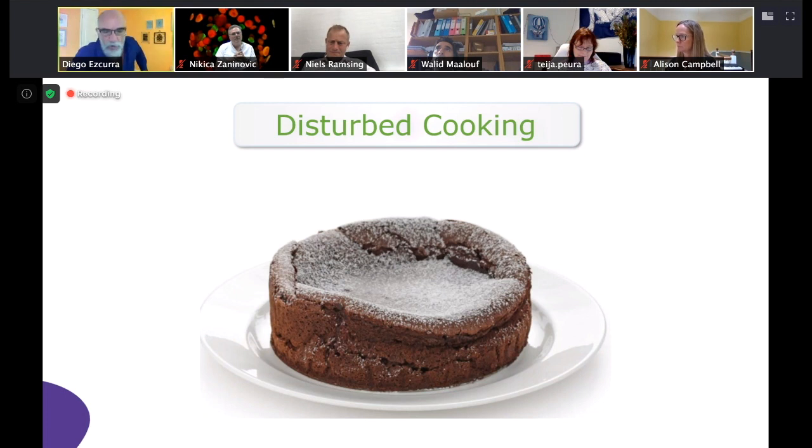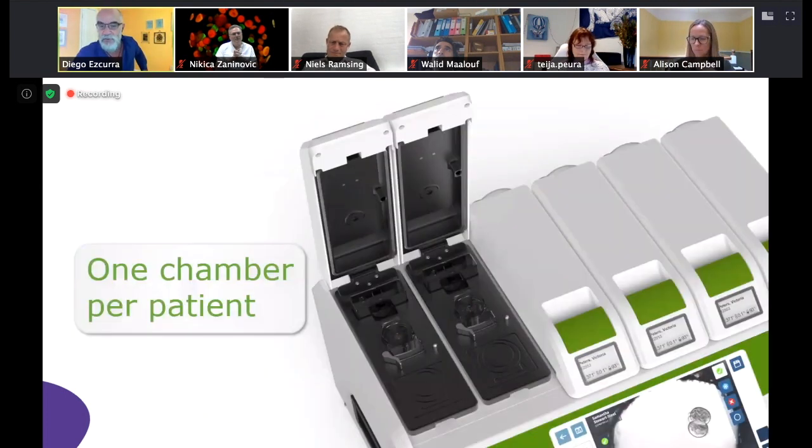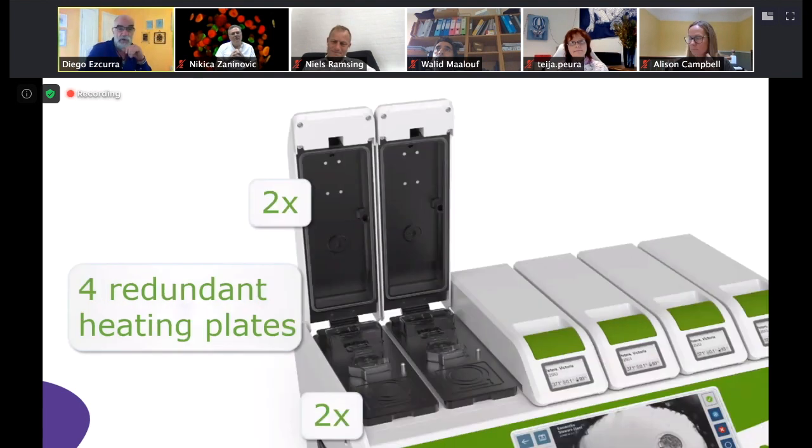What happened in the embryo, I have no idea. But there is an effect, as is being shown in the clinical results. And I don't know which part of the stress is creating the problem. They have one chamber per patient, which is incredibly important.